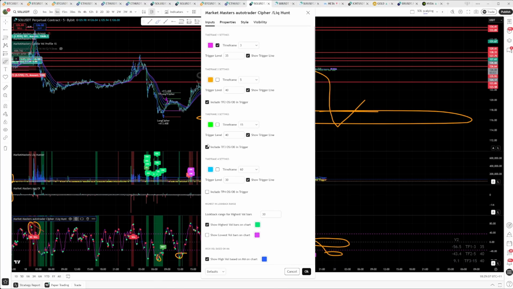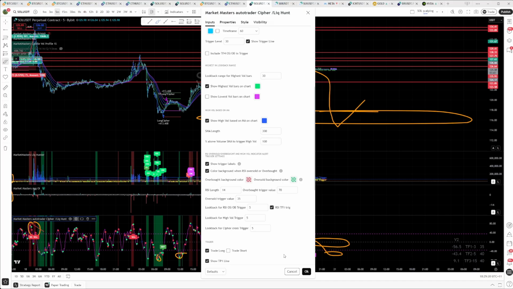That's the way it works. You can adjust these as well, so you can adjust the time frame. You can also adjust the trigger level. So start off with it on the defaults, and then play around with these trigger levels to get a better understanding if you can.